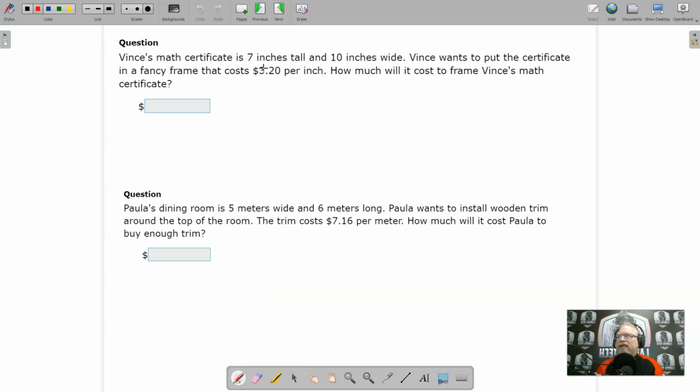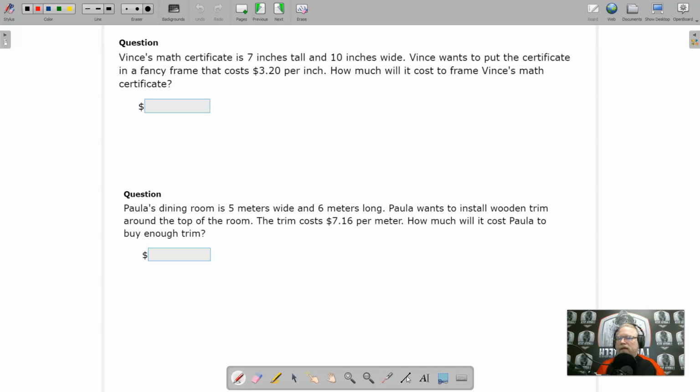Vince's math certificate is 7 inches tall, 10 inches wide. Vince wants to put the certificate in a fancy frame that costs $3.20 per inch. How much will it cost to frame Vince's math certificate? So the idea is you need to know the perimeter, how many inches the perimeter is, and then we're going to multiply it times the dollar amount.